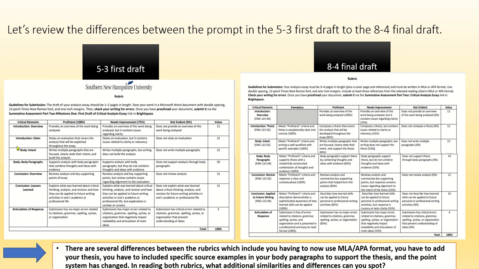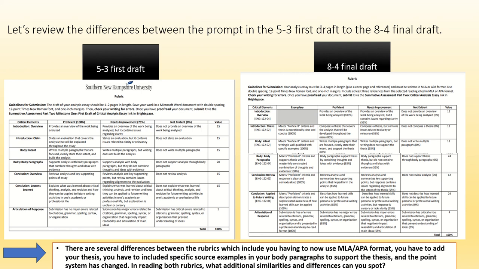With your first draft, you only needed 1 to 2 pages in length. Now for your final draft, you have 3 to 4 pages in length, and that's just because this is the final version. You've included more information, more support. You've included the thesis, feedback that I've included for you to improve in. So that's very important to look at length.